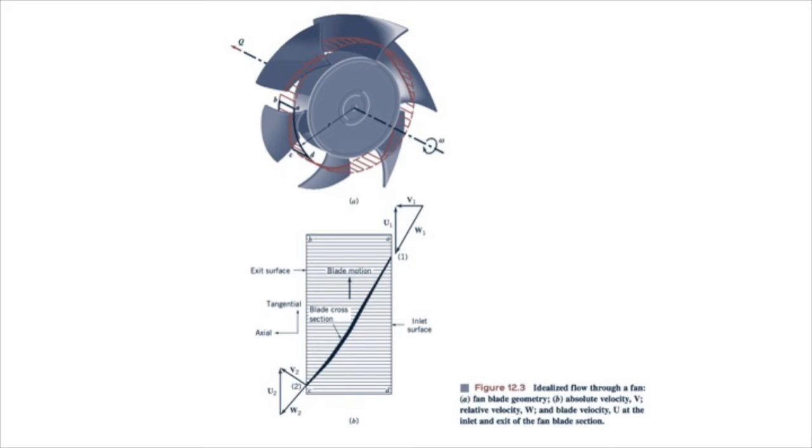In this figure, the fan blade pushes the fluid from section 1 to section 2. The blade exerts a tangential force on the fluid in the direction of the motion of the blade, and therefore the blade does work on the fluid. This is a pump.